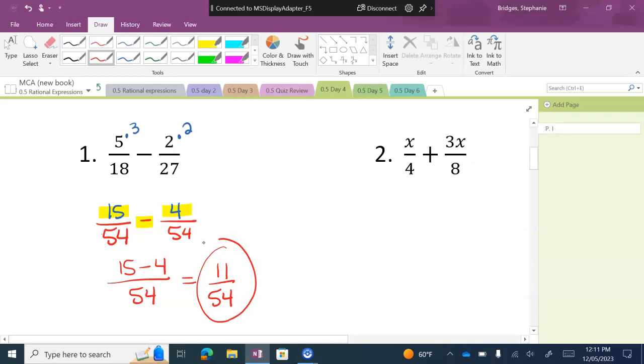And yes, because that question had absolutely no variables in it, you could have just done it in the calculator. You could have done 5/18 minus 2 over 27, and it would tell you 11 over 54. Or it should if you use your calculator correctly.